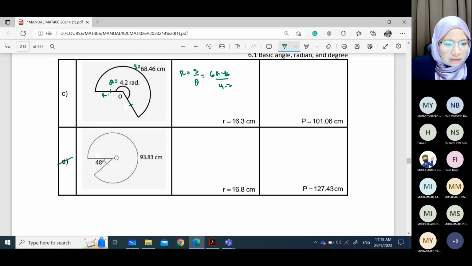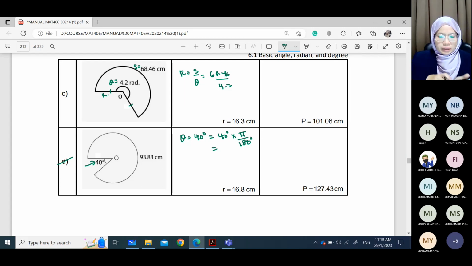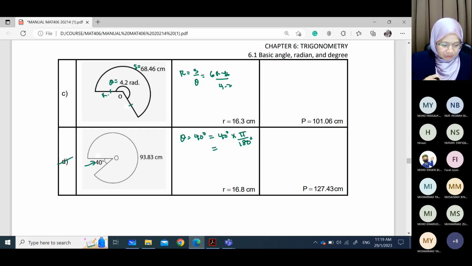Okay, so untuk yang ini theta dia this one in degrees. So the theta is equal to 40 degrees, which is equal to 40 times pi over 180 degrees. Nak tukarkan kepada radian. So 40 multiply with pi over 180.